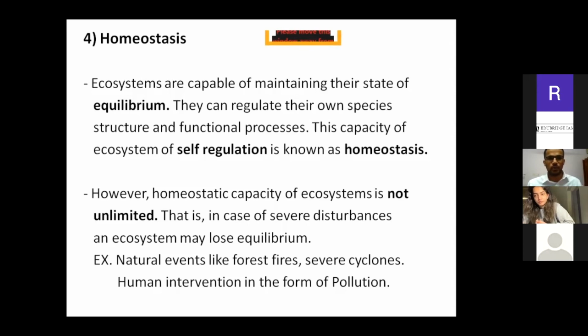Fine. So now please make a box. In that box, we'll be writing certain important terms. First is ecotone. So what is ecotone? Ecotone is a transitional zone between two ecosystems.